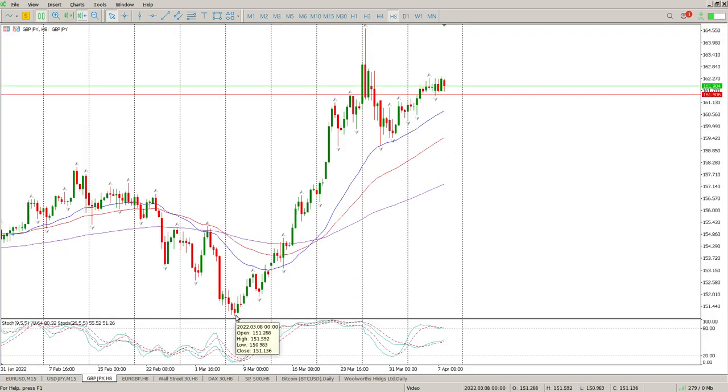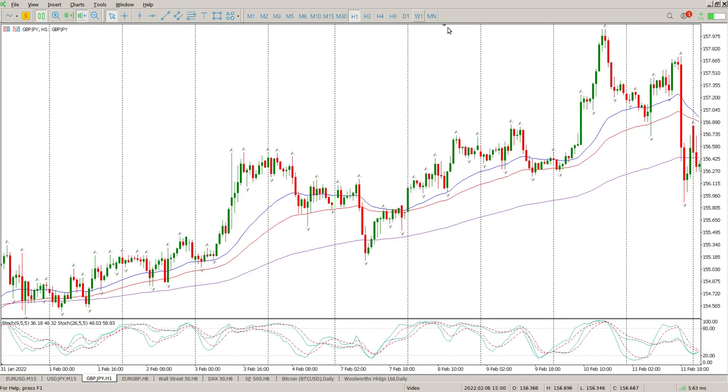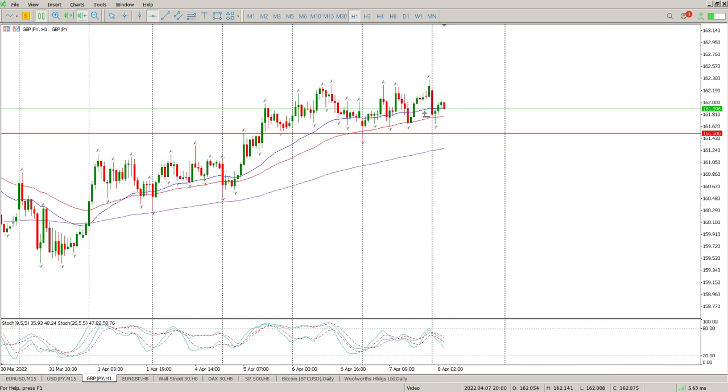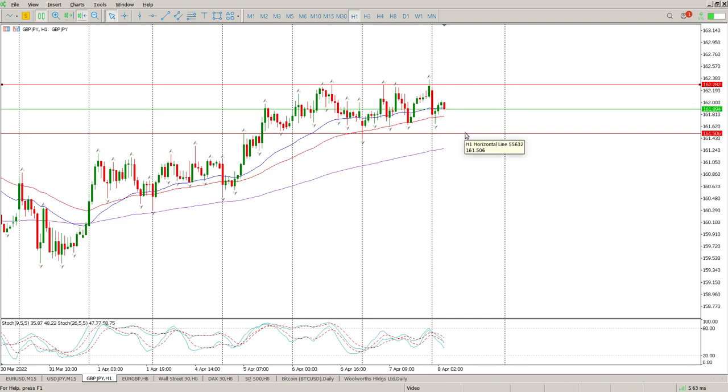Moving along to the British pound, Japanese yen. Pretty much the same picture as US dollar Japanese yen. You can see it started well and then just went into this range. So at the moment, this one is fairly clear: stay away from it, don't bother with it until we break the range one way or another. If we start dropping below 161.500, then we need to start looking for opportunities to short. If we start getting above 162.282, we're looking for opportunities to buy.